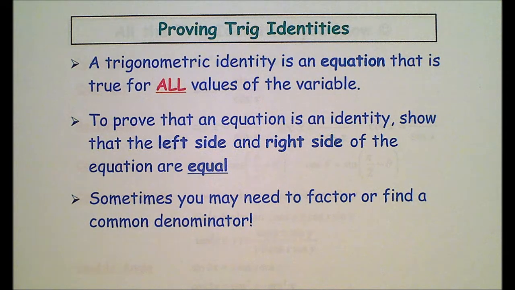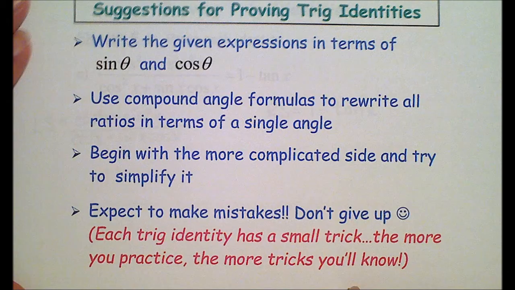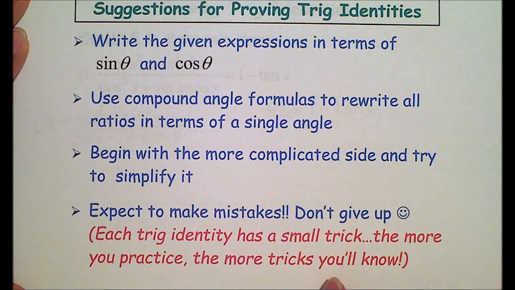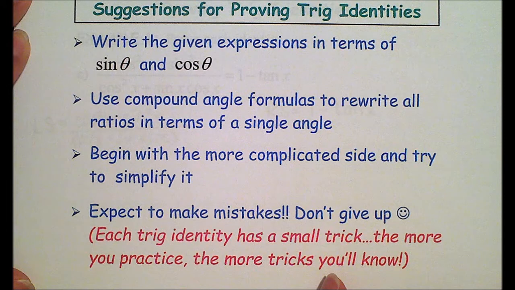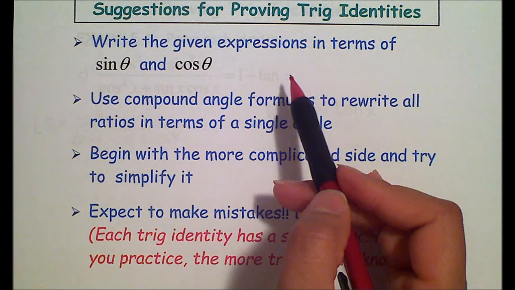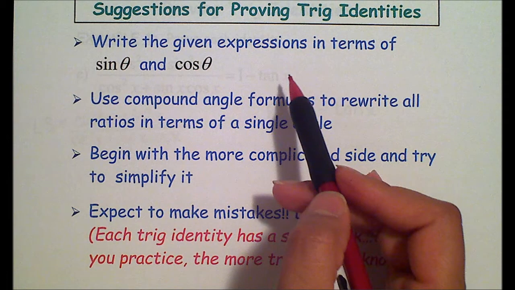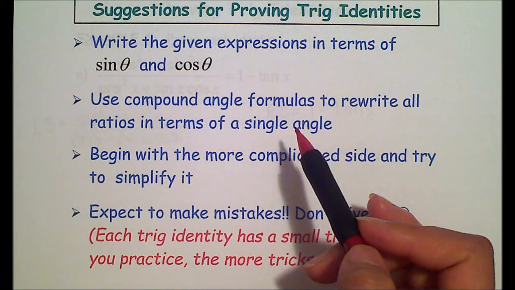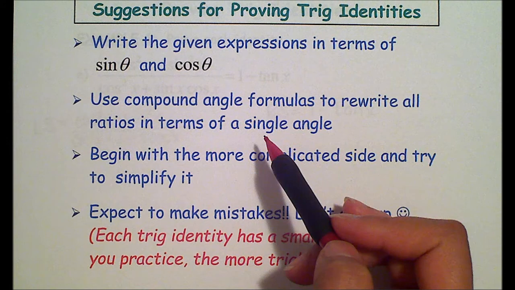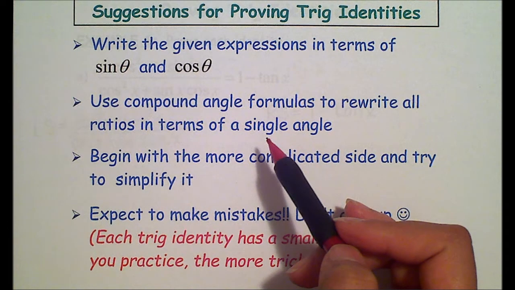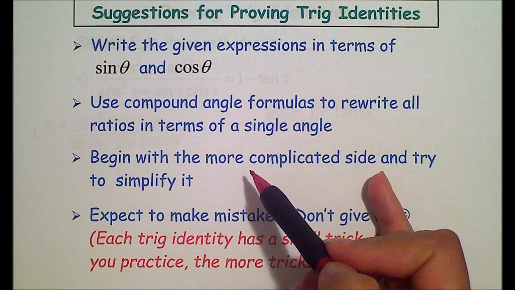So some helpful steps to solve or prove trig identities is to try to write the given expressions in terms of sine and cosine as much as you possibly can. You might need to use compound angle formulas to rewrite all ratios in terms of a single angle. So you might need to rewrite it in terms of just sine of theta as opposed to sine of 2 theta. You might also want to begin with the more complicated side and try to simplify it.